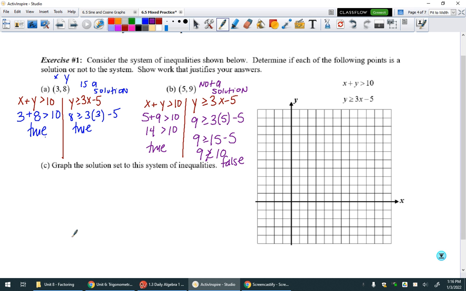Good. Right away, guys, we haven't even graphed it yet, but we know that our final answer has to include the point 3, 8. So my final solution set, where the S's, should be somewhere around where the point 3 comma 8 is. All right, that's a solution. All right, and now we're going to just graph them.